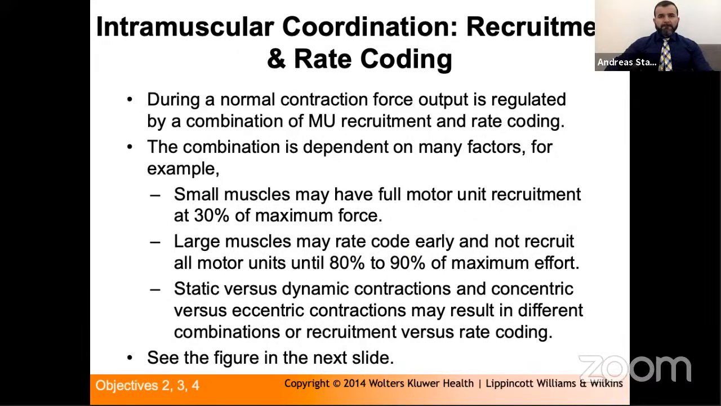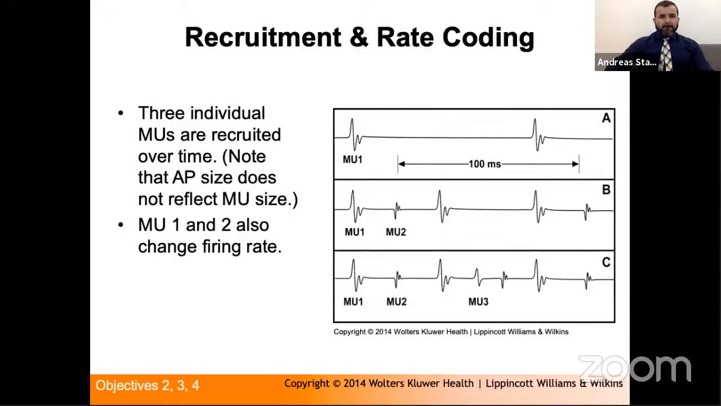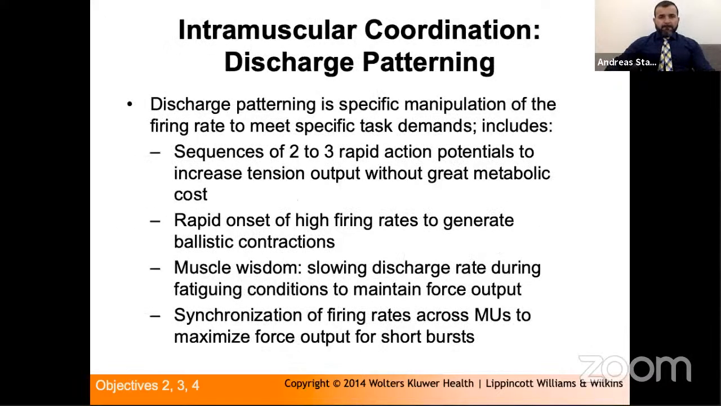In a normal contraction, we have a combination of recruitment and rate coding. Dependent on many factors, small muscles may have full motor unit recruitment at 30% capacity. Large muscles, 80 to 90%. Right? Different kinds of contractions, static versus dynamic, concentric, eccentric, different results, combinations. Nothing too fancy here. Discharge patterning.